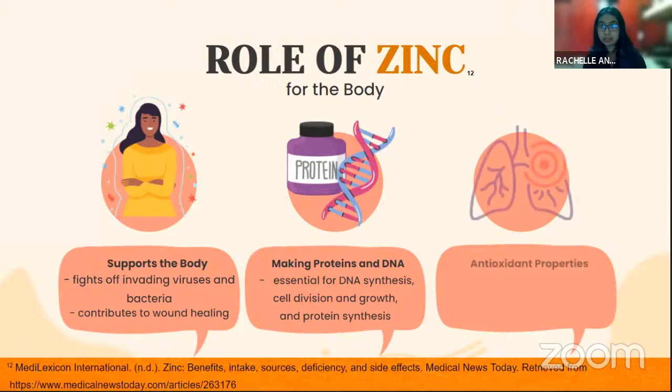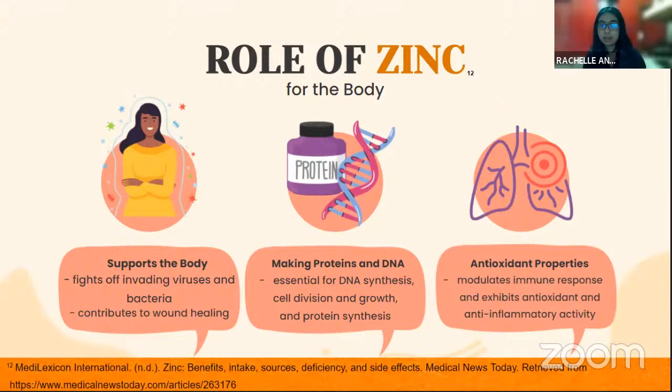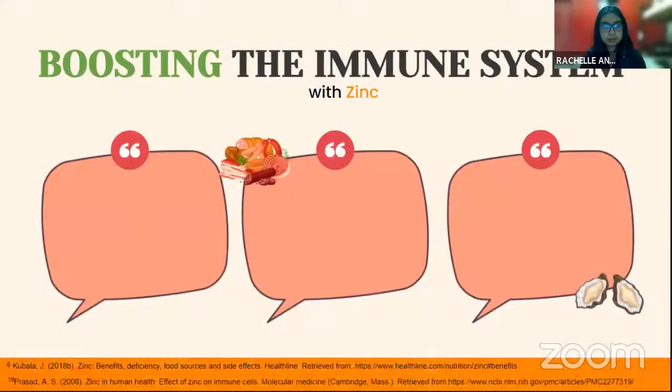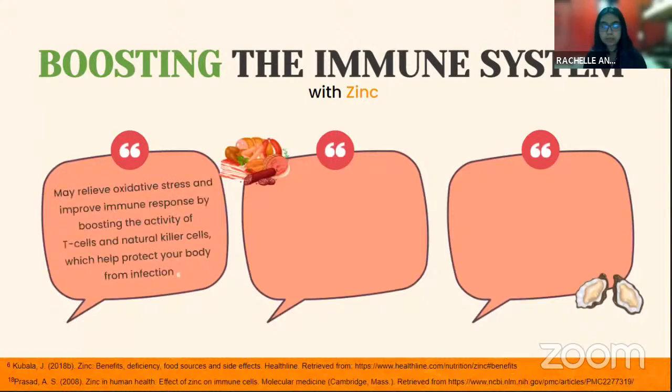Also, it has antioxidant properties through which it modulates immune response and exhibits antioxidant and anti-inflammatory activity. Next slide, please. In the context of boosting our immune system, zinc helps keep our immune system strong because it is necessary for immune cell function and cell signaling. A deficiency can lead to a weakened immune response. Zinc may relieve oxidative stress and may improve immune response by boosting the activity of T cells and natural killer cells, which help protect your body from infection.